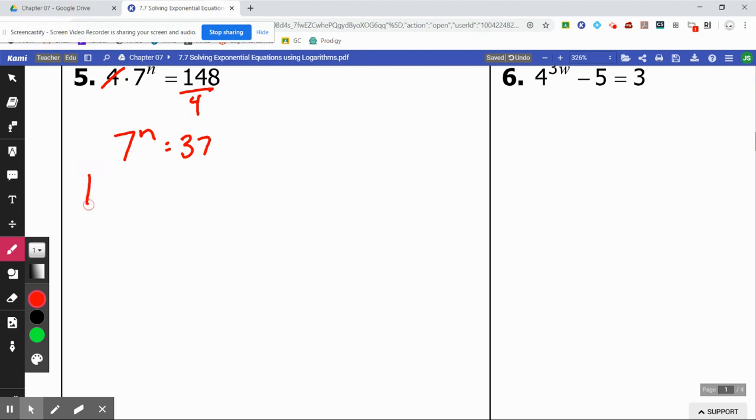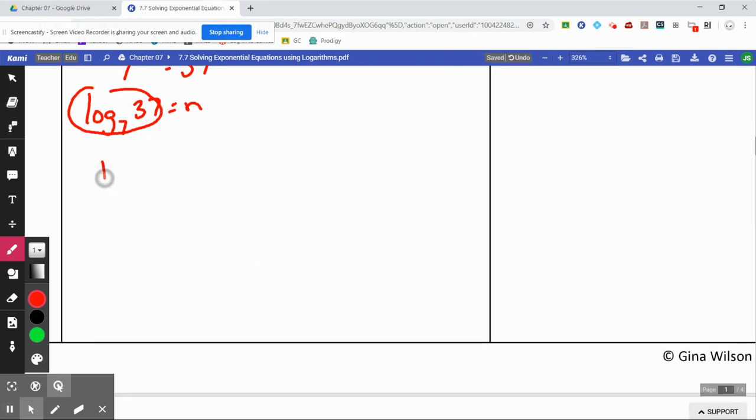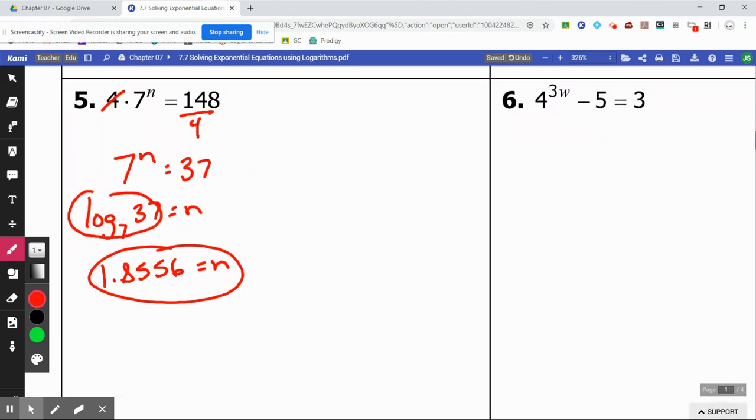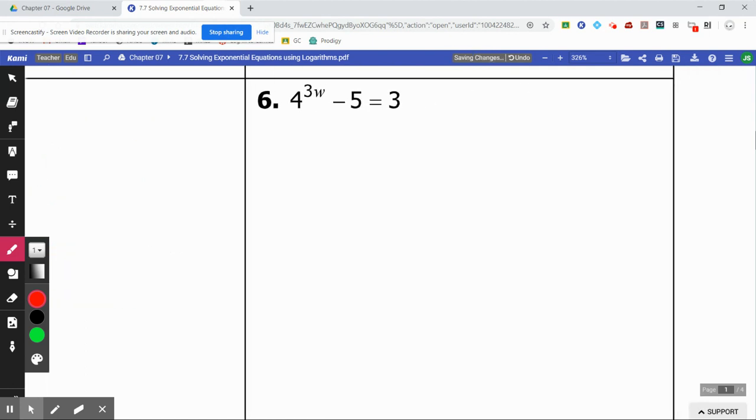From here down, we just simply change form. This is log base 7 of 37 is equal to n. This is typed straight into our calculator by doing the log of 37 divided by the log of 7, which is 1.8556, which is equal to n. And again, that is an approximate value. Now, if I were to ask you for an exact answer, this is your exact answer. You could stop there with an exact answer.